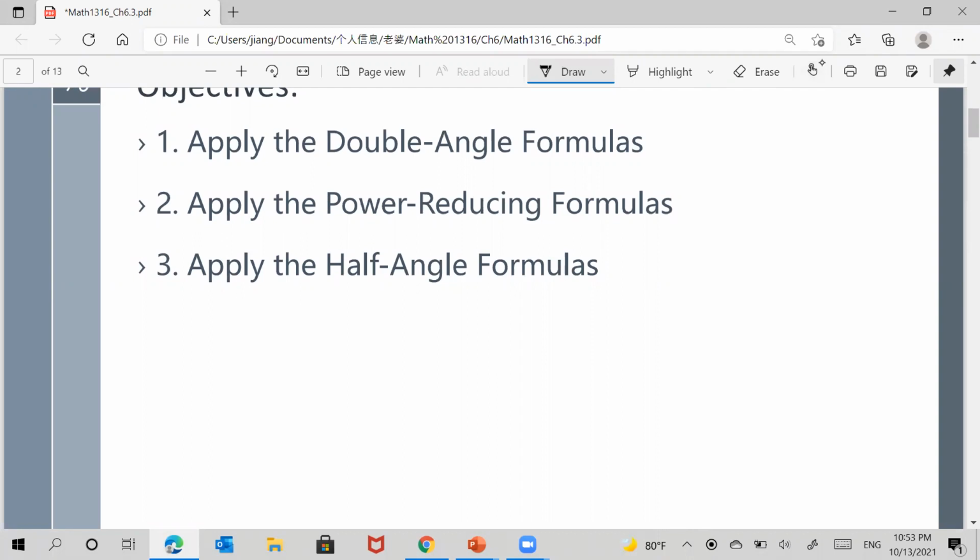For the trig function, double angle, we have learned, for example, sine alpha. This is the single angle, just the alpha. And the double angle means sine 2 alpha. What does sine 2 alpha equal? We have learned the sine formula: sine 2 alpha is alpha plus alpha, and we use the sine formula. That's sine alpha times cosine alpha.